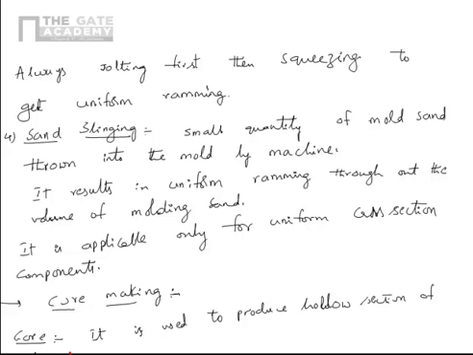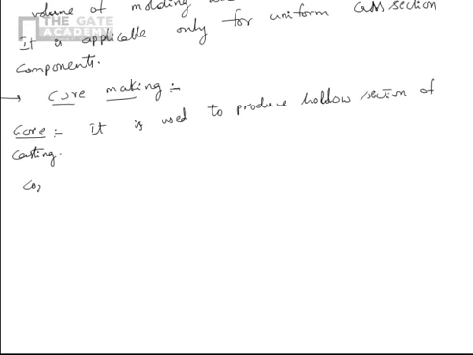So to avoid that, the core is used. What we need to do is insert this core inside the cylindrical surface, which helps us to produce a hollow casting. The core is also made with sand only. CO2 molding is used to prepare the core.